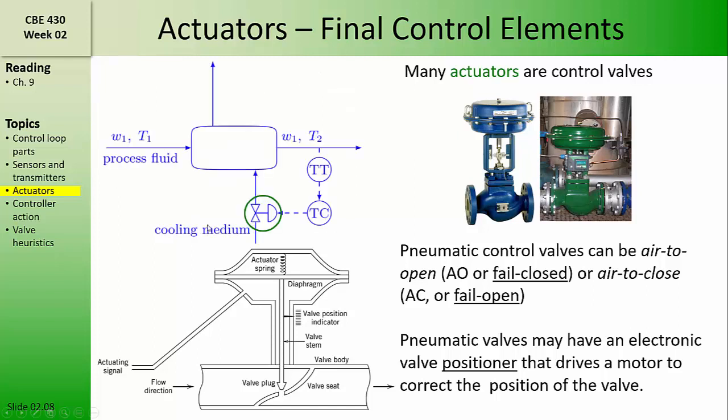In an instrument diagram, we'll see control valves represented by something that looks like a bow tie with a hat on it. The bow tie represents the valve body, the stick represents the valve stem, and the hat represents the contraption containing the diaphragm and the spring.